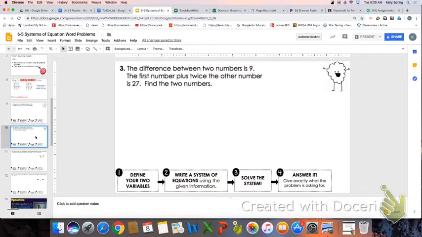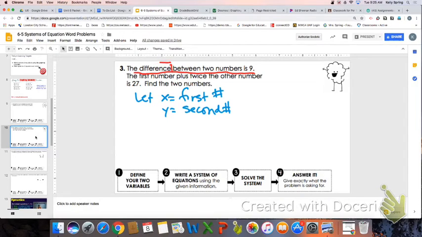Similar one. Again, we have these two numbers. Let x be the first one and y be the second one. Let's look at what information they're telling us about the two numbers. First, they tell us the difference between the two numbers is 9. We've done that in the last question. Remember, difference means that we're subtracting. The difference is 9. So x, the first number, minus the second number, equals 9.